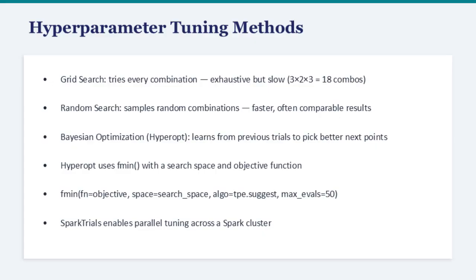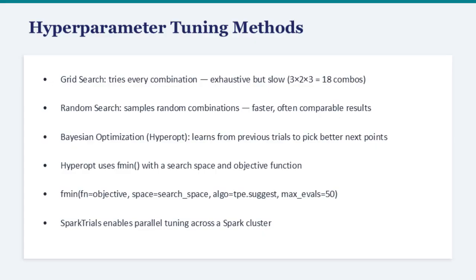Random search samples random combinations from the search space. It is faster than grid search and often finds comparable results because not all hyperparameters are equally important. Bayesian optimization implemented in Databricks through Hyperopt is the smartest approach. It learns from previous trials to intelligently choose the next set of hyperparameters to try out. The key function is fmin. You pass it an objective function, a search space, and the algorithm. For example, use tpe.suggest for tree of Parzen estimators and max_evals for the number of trials.